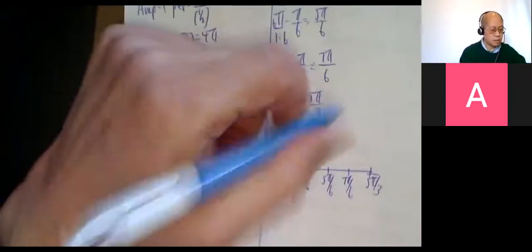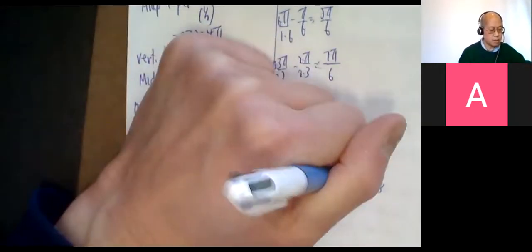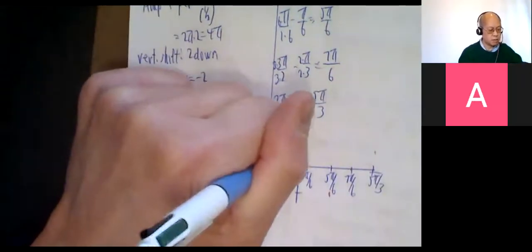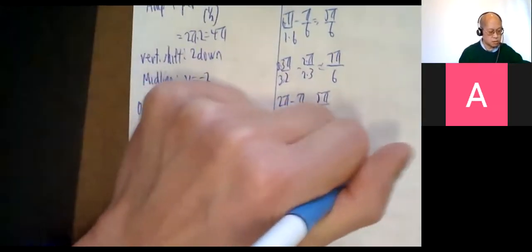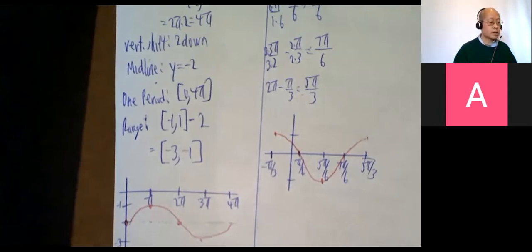Okay, and we are doing cosine. So cosine goes maximum, midline, minimum, midline, maximum. Go like that. Right, so that's what we're up against.